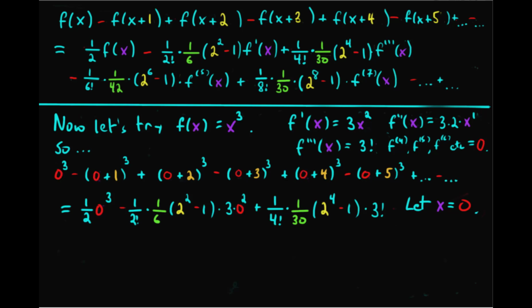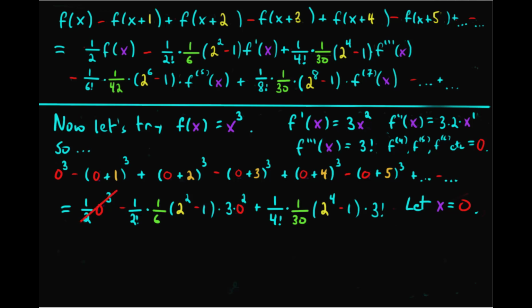And then we have 0 cubed minus the quantity 0 plus 1 cubed, plus the quantity 0 plus 2 cubed, minus 0 plus 3 cubed, plus 0 plus 4 cubed, minus 0 plus 5 cubed, plus dot dot dot, minus dot dot dot, equals 1/2 times 0 cubed minus 1 over 2 factorial times 1/6 times the quantity 2 squared minus 1 times 3 times 0 squared plus 1 over 4 factorial times 1 over 30 times 2 to the 4th minus 1 times 3 factorial.